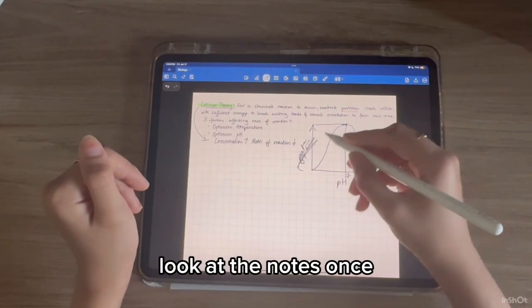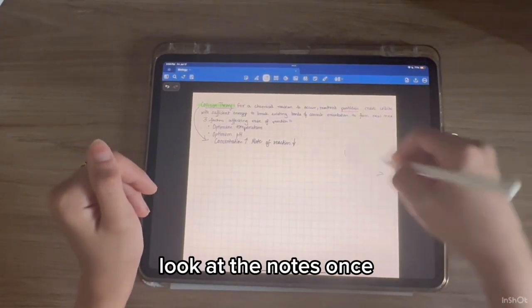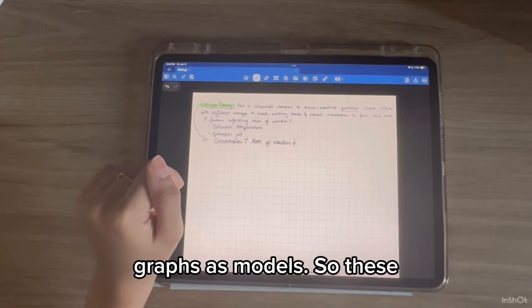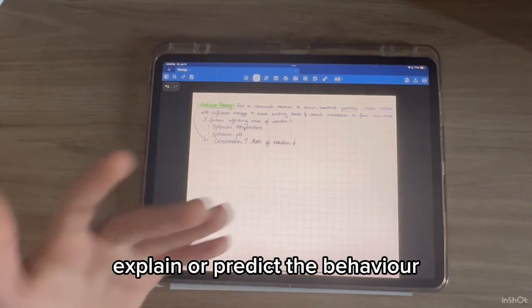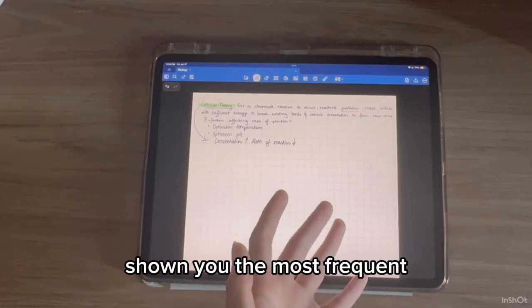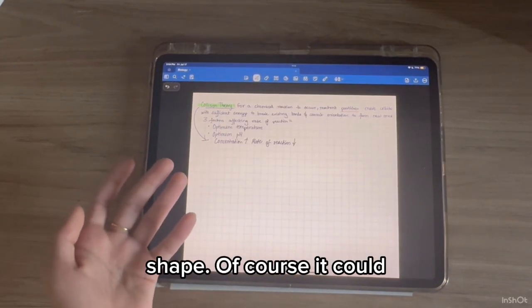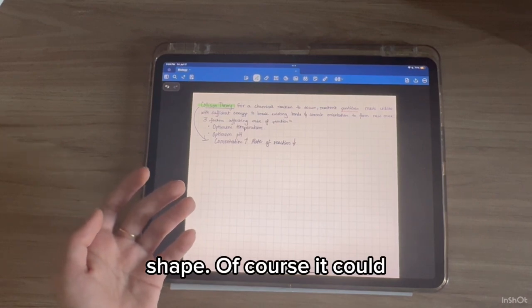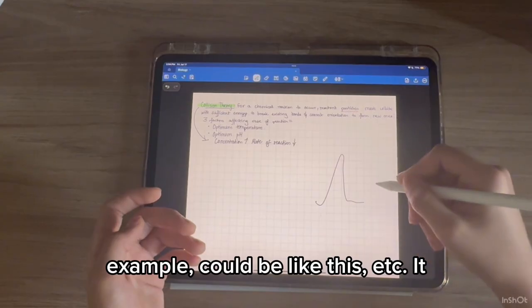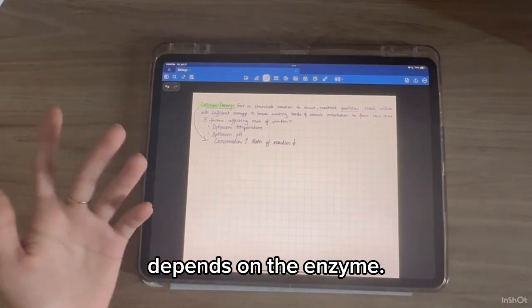Now, let's look at the notes once more. Interpreting the enzyme graphs as models. So these explain or predict the behavior of an enzyme. And I've shown you the most frequent shape. Of course, it could be much more pointy, for example, could be like this, etc. It depends on the enzyme.